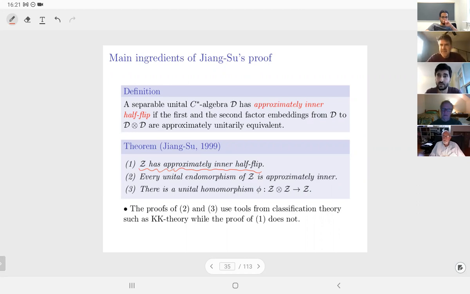But can I just ask about whether it has an approximately inner flip? Yes. And is it possible to have approximately inner half flip but not approximately inner flip? Flip on the tensor product? You talked about approximately inner flip. I don't know if it has approximately inner flip. I don't think it does. I'm not quite sure. But all the strongly self-absorbing C-star algebras do have approximately inner half flip. And I'm not sure exactly which ones have approximately inner flip.